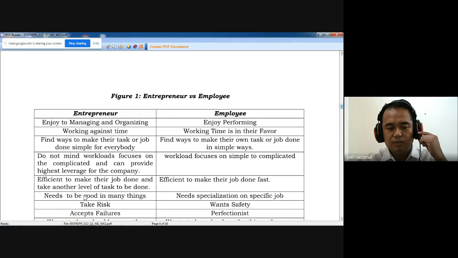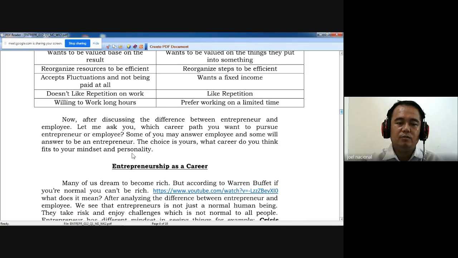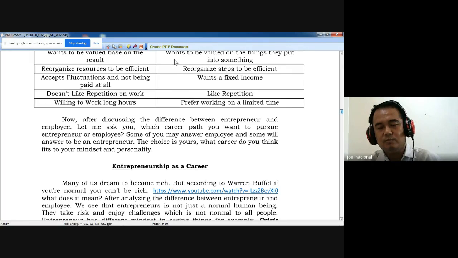Entrepreneurs need to be good in many things. Employees need specialization on a specific job. Entrepreneurs take risk. Employees want safety. Entrepreneurs accept failures. Employees are perfectionists and want to be valued based on the result. The employees want to be valued on the things they put into something.